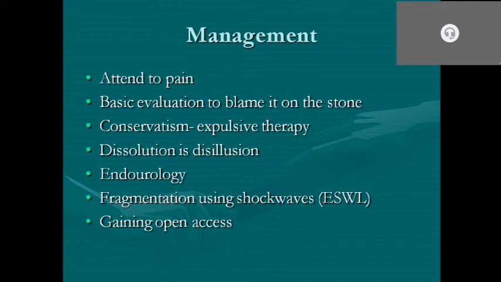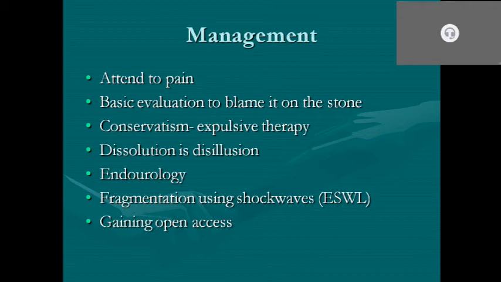So expulsive therapy should be used in a ureteric stone, preferably 7 mm or less in size, and depending on the site, upper, mid or lower ureter, you can explain to the patient what the chances of getting it expelled are. Expulsive therapy comprises three basic things. The first is an alpha blocker with or without a steroid. Second is a diuretic. Third is pain management.